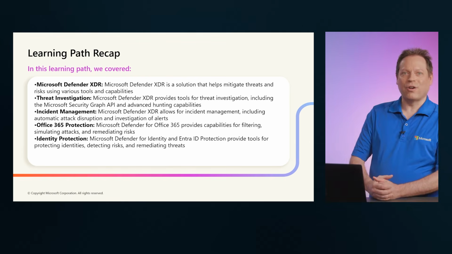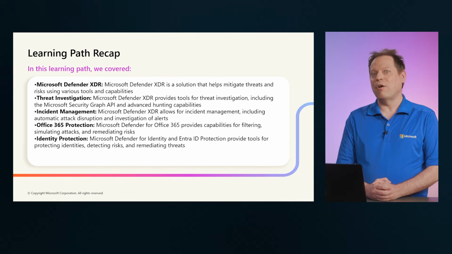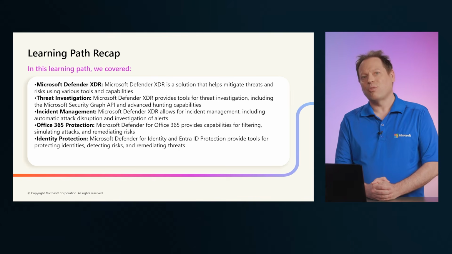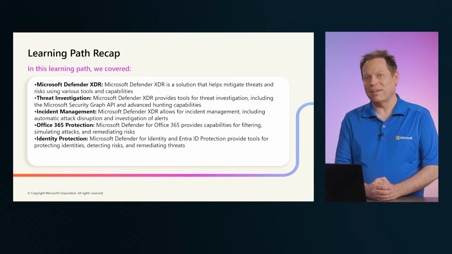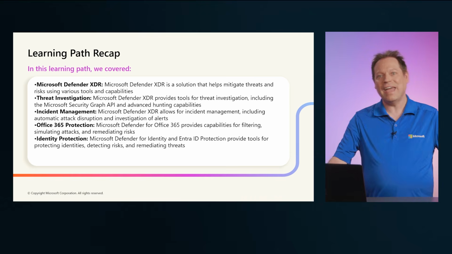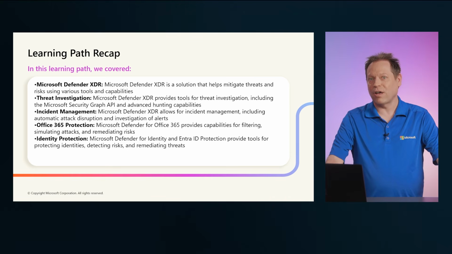Let's recap what we've covered in this learning path. We explored how Microsoft Defender XDR helps mitigate threats using integrated tools and capabilities. We examined threat investigation through advanced hunting and the Microsoft Security Graph API. We walked through incident management, including automatic attack disruption and alert investigation. We reviewed how Defender for Office 365 protects email and collaboration, and how Microsoft Defender for Identity and Entra ID Protection secure identities.